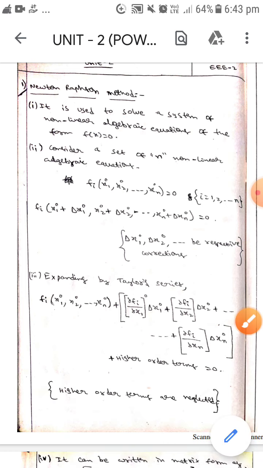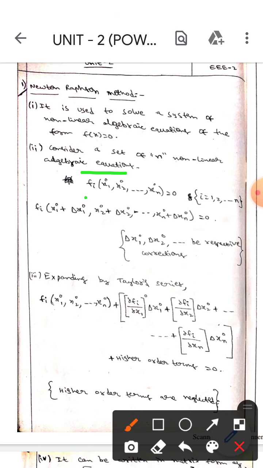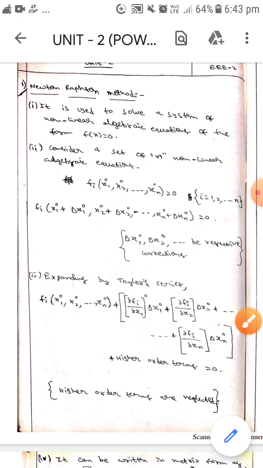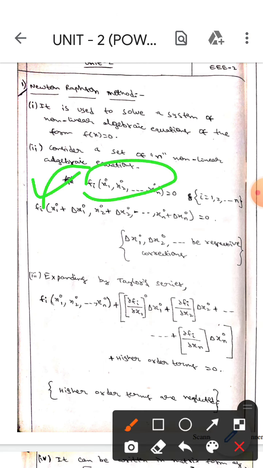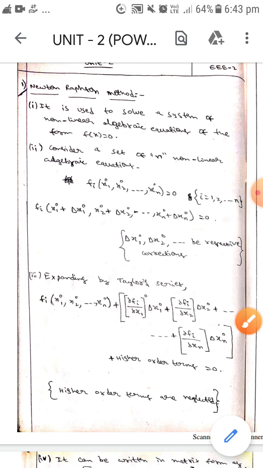Let us consider a set of n non-linear algebraic equations, which are fi(x1^0, x2^0, and so on) equals 0. Here i equals 1, 2, and so on to n. Whereas if we take delta x1^0, delta x2^0 as the respective corrections, then this equation will become fi(x1^0 + delta x1^0, x2^0 + delta x2^0, and so on) equals 0.